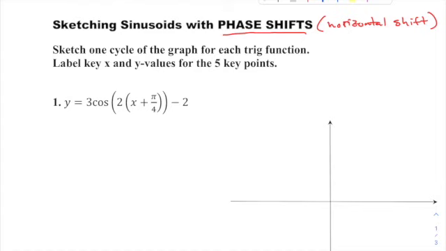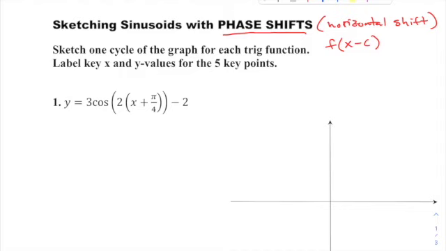But it's no different than when you take, say, a parabola and you move it left or right. That's a horizontal shift. That's a phase shift of its own. You may recall when you have functions and you translate them horizontally, that's when you add or subtract a constant to the x quantity, on the inside of the function.